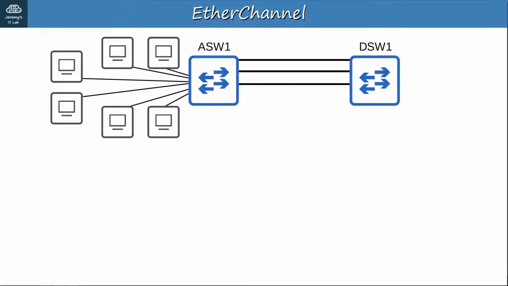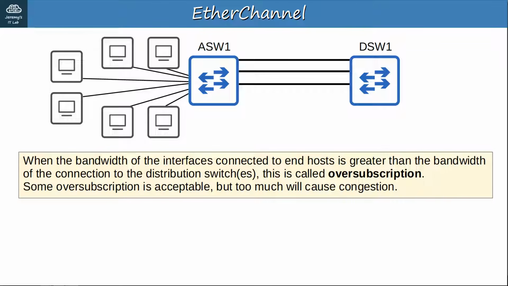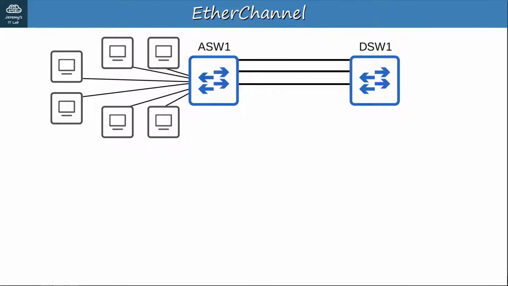The total bandwidth of the connections to the end hosts is still greater than the bandwidth of the connection to D switch 1, but that's okay. All hosts in the network aren't always in a constant state of sending and receiving internet traffic. I will talk more about this later in the course. But when the bandwidth of the interfaces connected to end hosts is greater than the bandwidth of the connection to the distribution switches, this is called oversubscription. Some oversubscription is acceptable, but too much will cause congestion. However, even with 3 links to D switch 1, the congestion doesn't seem any better.